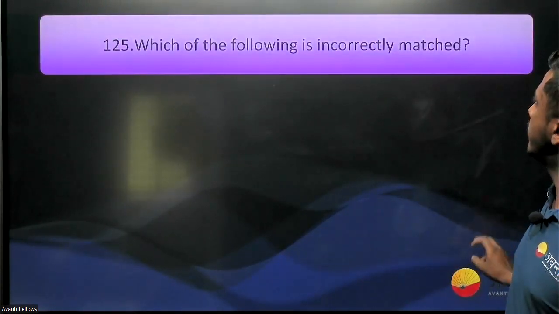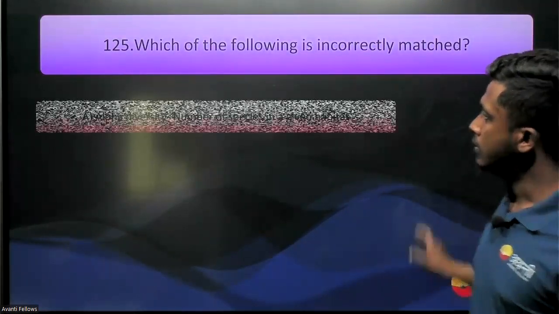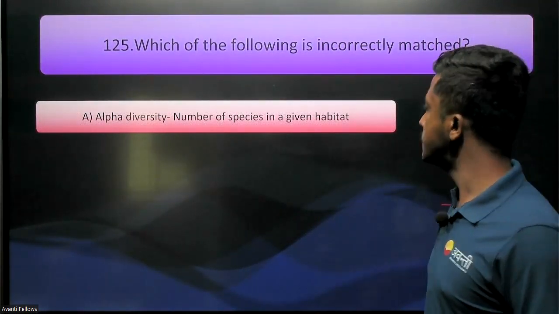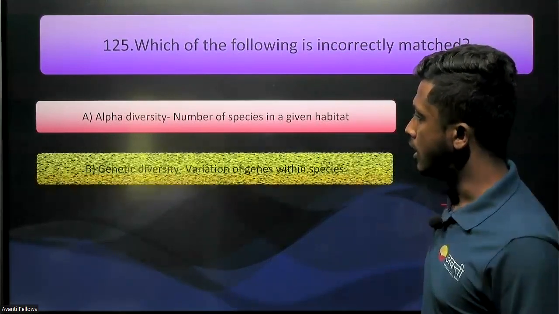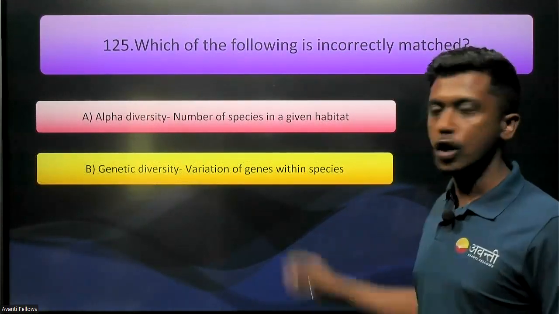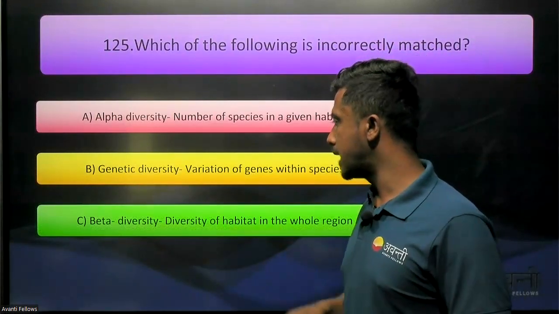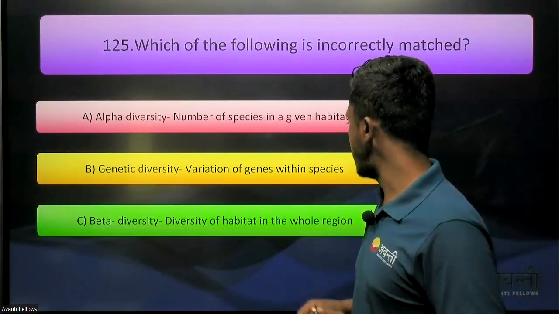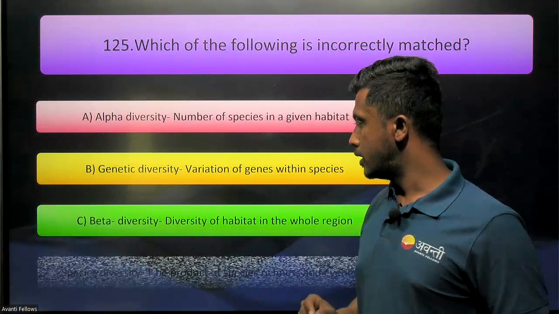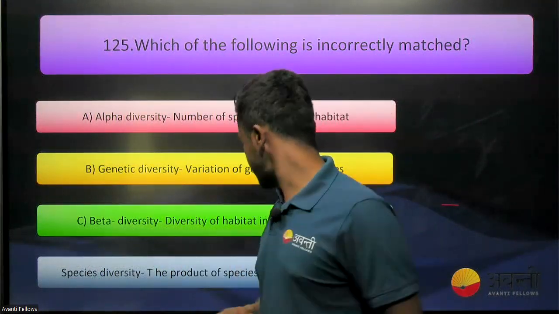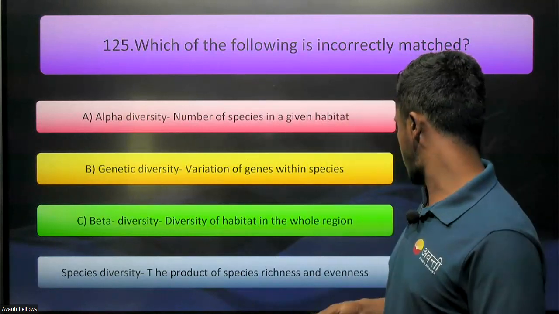Which of the following is correctly matched? So we have alpha diversity, number of species in a given habitat, and then genetic diversity, variation of genes within species. Then we have beta diversity, diversity of habitat in the whole region. Next we have species diversity, the product of species richness and evenness.